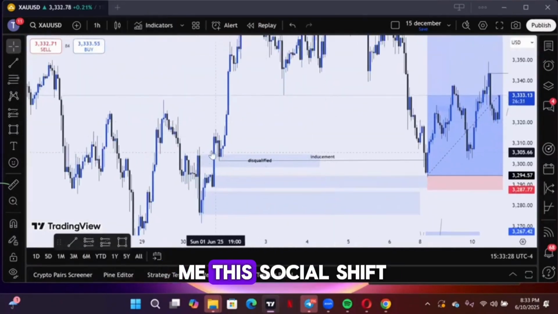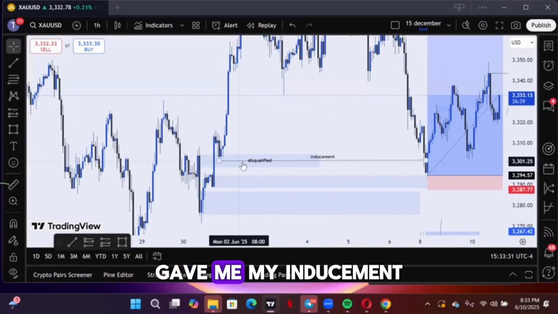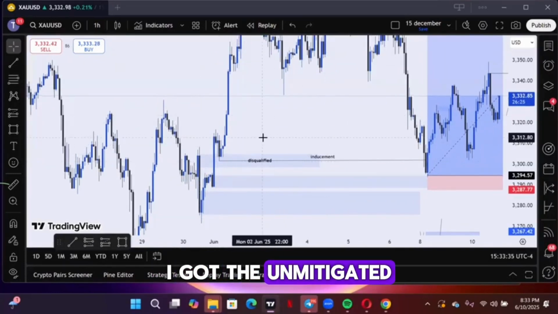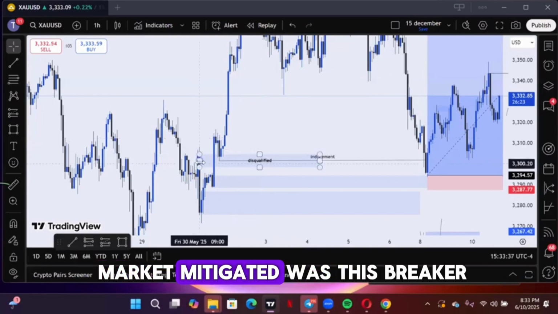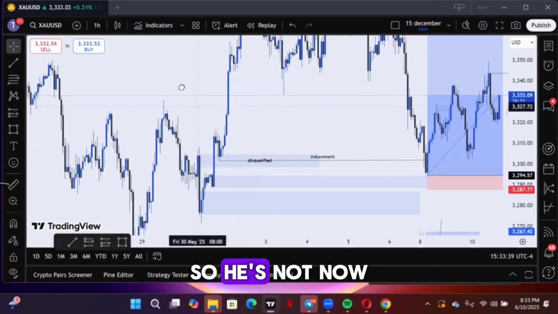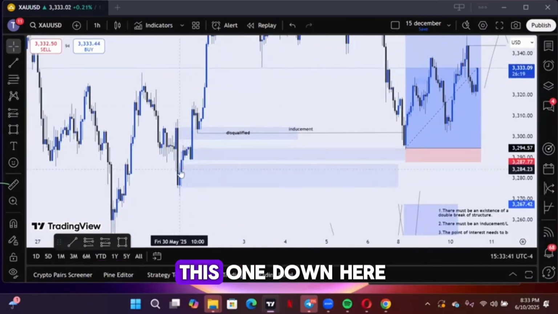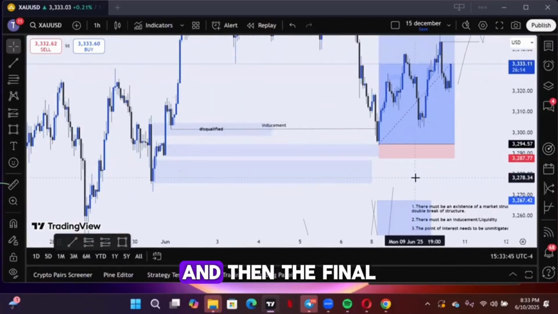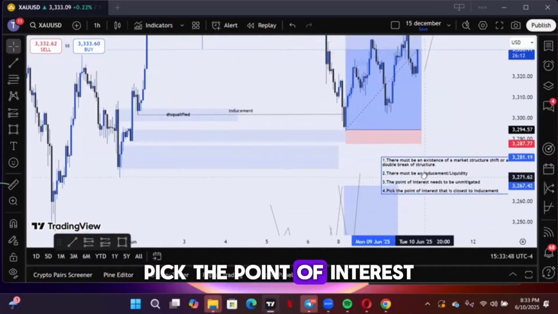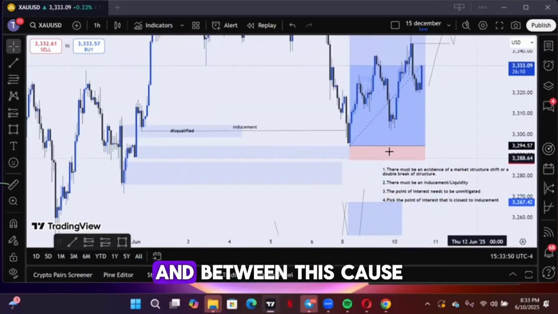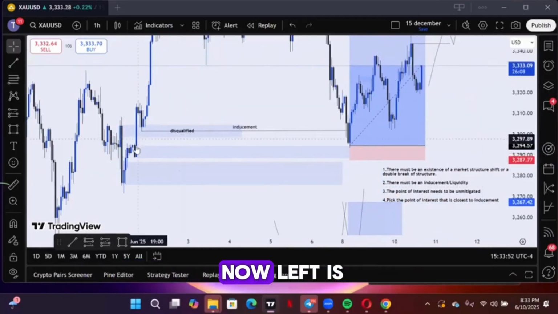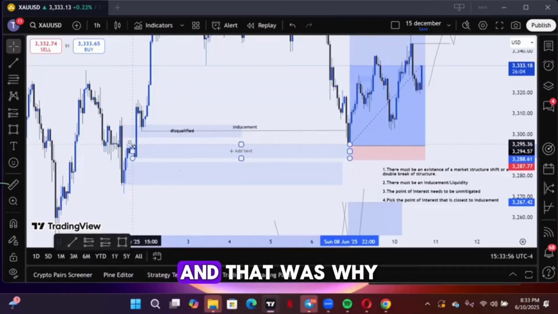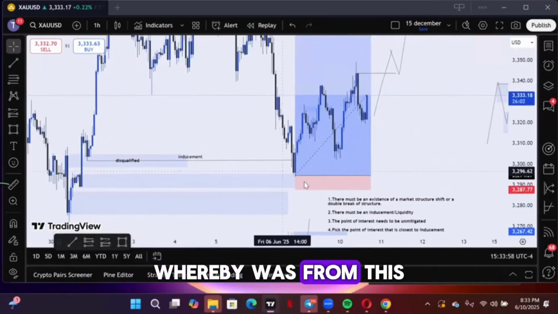After market gave me the structure shift, that's rule 1, gave me my inducement, that's rule 2. Thirdly, I got the unmitigated points of interest, because the one that market mitigated was this breaker, so I disqualified it. So now I'm left with this other block and this one down here. So I still have two POIs that I can possibly make my choice from. And then the final rule says pick the point of interest that is closest to inducement. Between this and this, the one close to where my inducement is, is this other block. And that was why my entry for a buy was from this other block here.